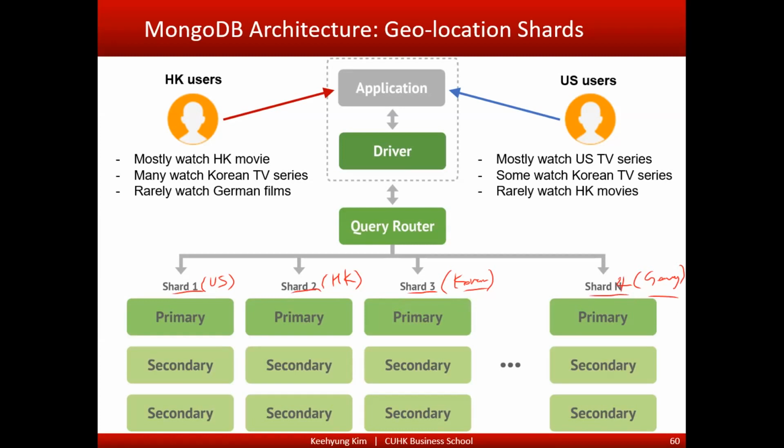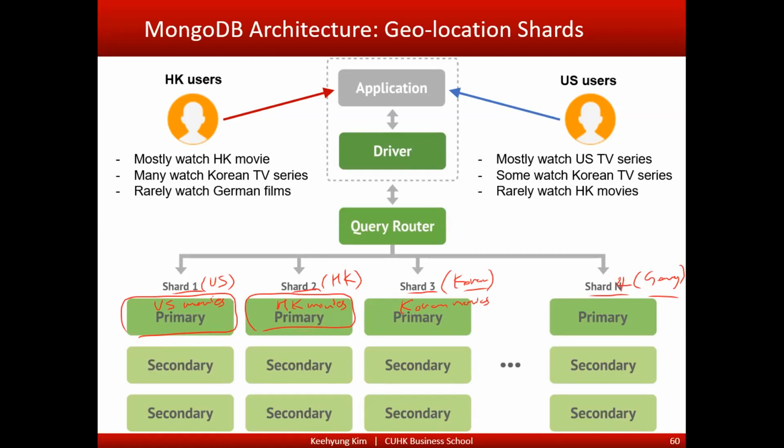In the primary server, we have to store the movies which are accessed mostly by the users in that country. So for US users, they will watch a lot of US movies, so we store US movies here on the primary. For Hong Kong people, they watch a lot of Hong Kong movies, and we can put the Hong Kong movies here. For Korean people, they watch a lot of Korean movies, and we can put Korean movies here on the primary server for the Korean shard, something like that.